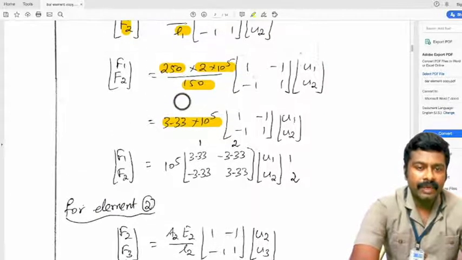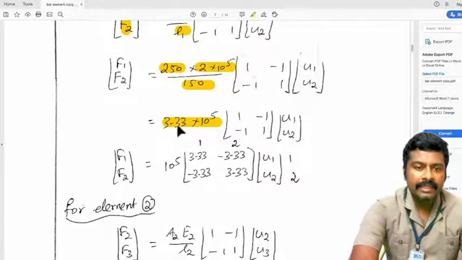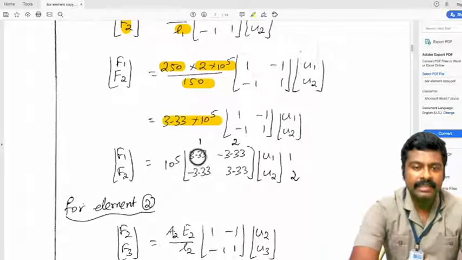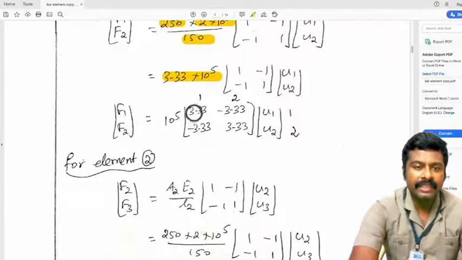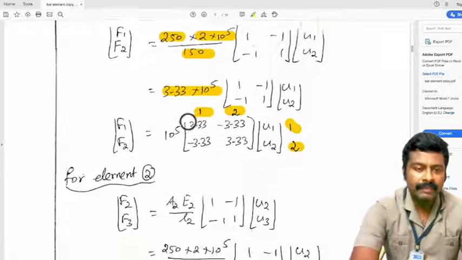For assembly purposes, we need the coefficient value of the matrix to be the same for elements 1 and 2, so I multiply this 3.33 inside the matrix. Therefore the matrix becomes 3.33 minus 3.33 minus 3.33 3.33. Element 1 has two nodes, node 1 and 2, therefore I put the values 1 and 2 over the matrix.